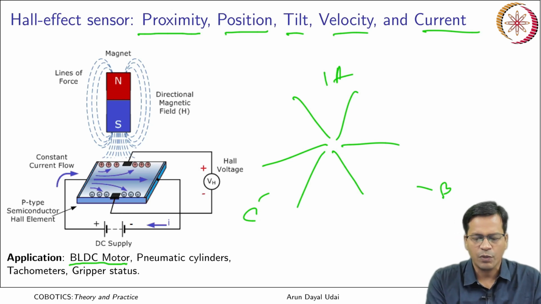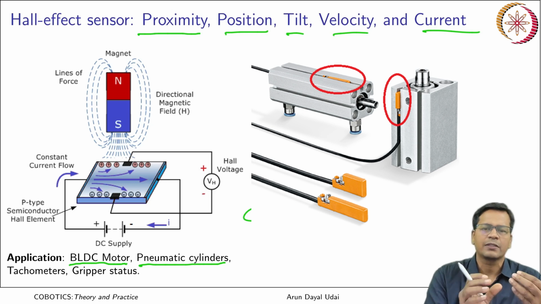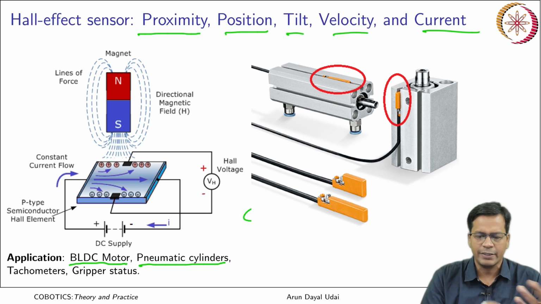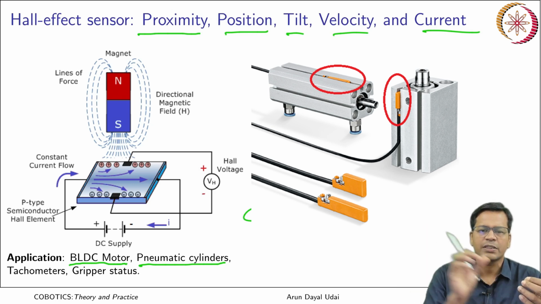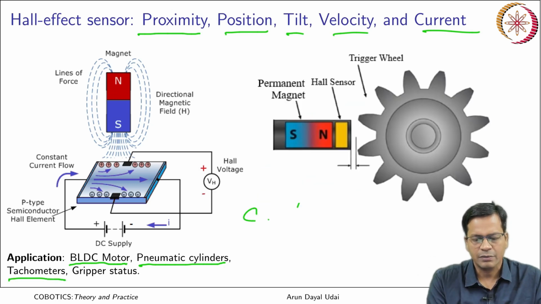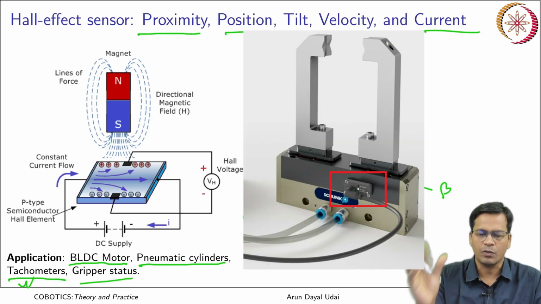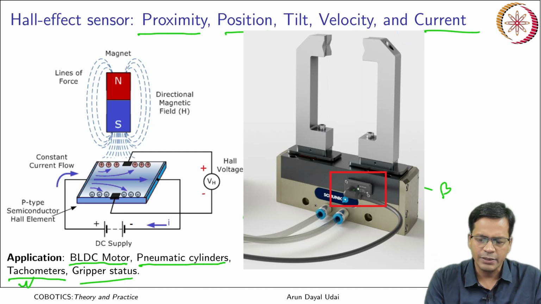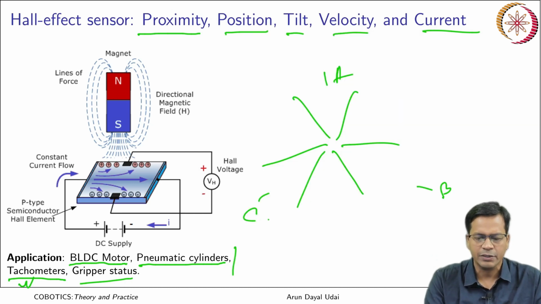Okay. So, it was used for that purpose. It is also used in a pneumatic cylinder to detect where it is, either fully extended or fully retracted. So, you have 2 Hall effect sensors at each end, whichever is high is the position of the cylinder. Then tachometers, gripper status, open and close can be known. Okay, these are a few, there are many other applications of this.